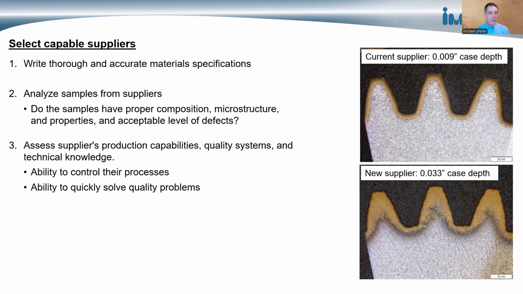The next step, after you've determined that a supplier can make something that's going to meet your requirements, is to evaluate their production capabilities, quality systems, and technical knowledge. Basically, do they have the ability to control their processes, and do they have the ability to quickly solve problems? Problems are going to arise. You just want to know, do they have the technical knowledge to quickly address those problems and fix them so that they're able to continuously send you parts and materials that you can use in your production line so that you can meet your schedules. You don't want to delay your product because of problems with your suppliers.